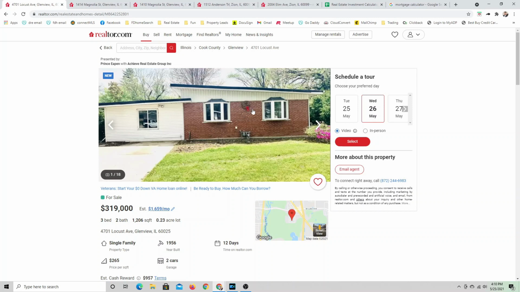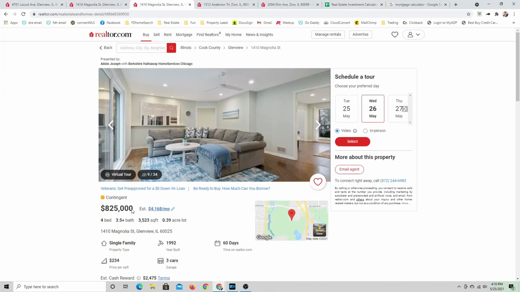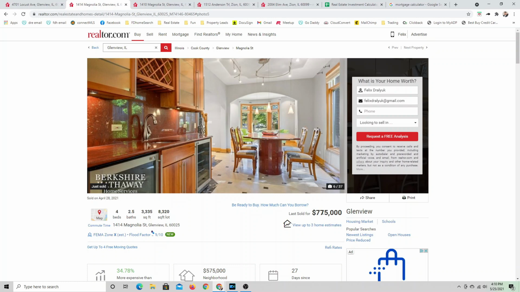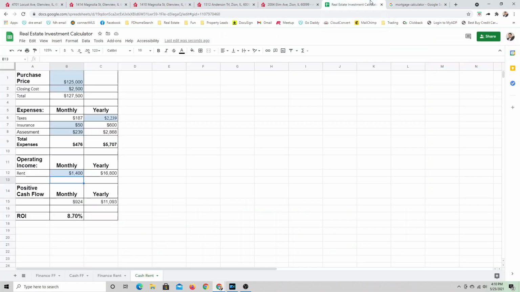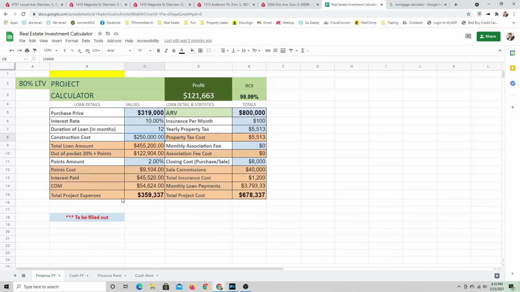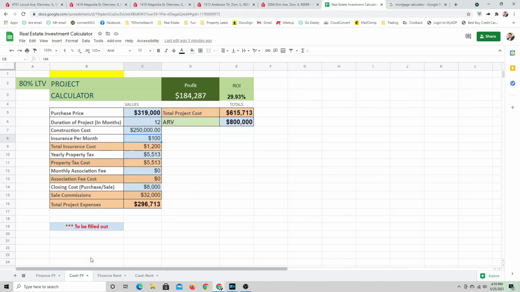So let's take a look at the real estate investment calculator. We know the comparables sold for, let's say, roughly $800,000, and this one sold for $775,000. So we're going to use $800,000 as our after repair value, the value of what the home will be worth afterwards. At $319,000, I've already put all the taxes and stuff here. With financing costs, you're looking at $121,000 profit. And if you are going to do this property cash, in this case, that means you're a really experienced real estate investor, then you're looking at a profit of $184,000.